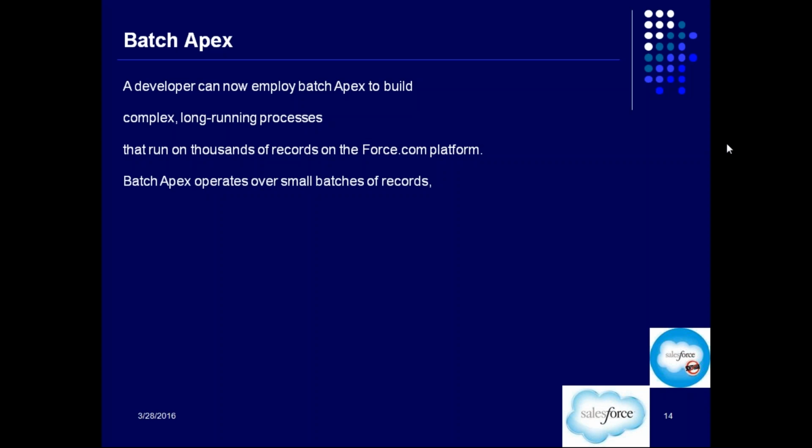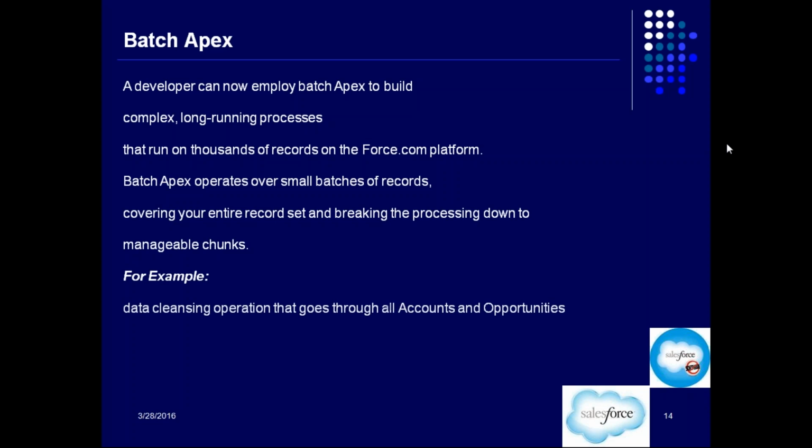What does batch Apex do? Batch Apex operates over small batches of records covering your entire record set and breaking the processing down to manageable chunks, right? So batch Apex is going to break your big database into small data chunks which can be processed. So that's what batch Apex does. For example, a data cleansing operation that goes through all accounts and opportunities. So if there is an operation that you want to perform on all accounts and all opportunities on a nightly basis and update them if necessary based on custom criteria. Right. So if there is some criteria where you want to perform a data cleansing activity on a regular daily basis or on a weekly basis or on a one-time basis, that depends on you.